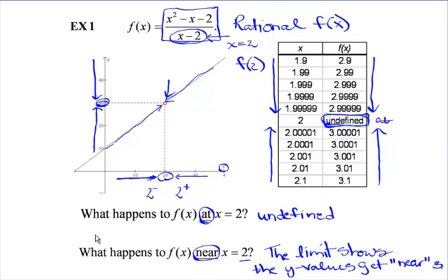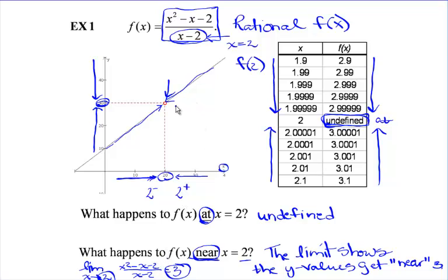There's some notation that goes along with this. And so what's happening near x equal 2 on this function is we say the limit, and that's LIM, shorthand for limit. Right underneath that we would say as x approaches 2 of our function, and our function is x squared minus x minus 2 all over x minus 2 equals 3. So the limit says, what do the outputs of the function do as the inputs get very near this value? That is the limit.